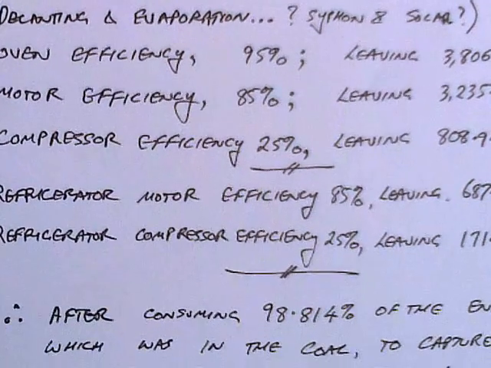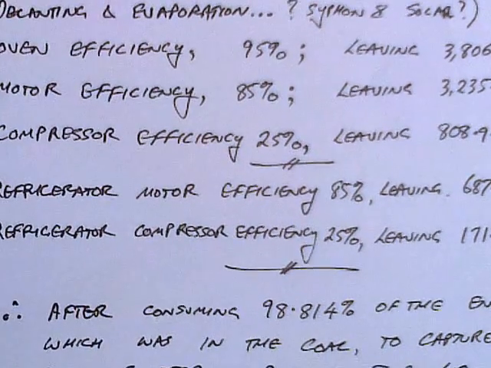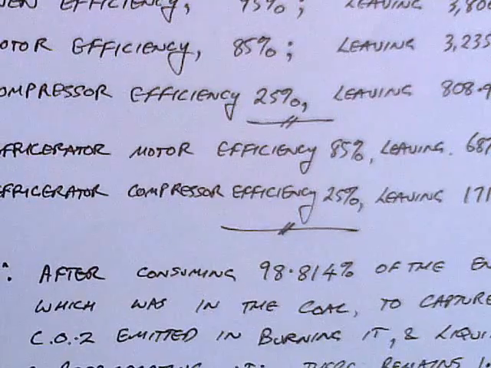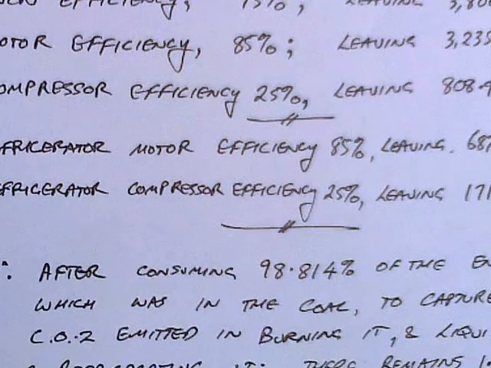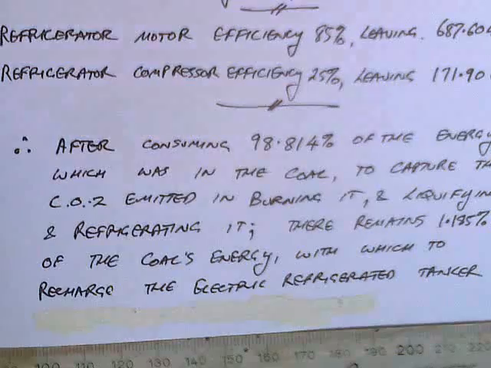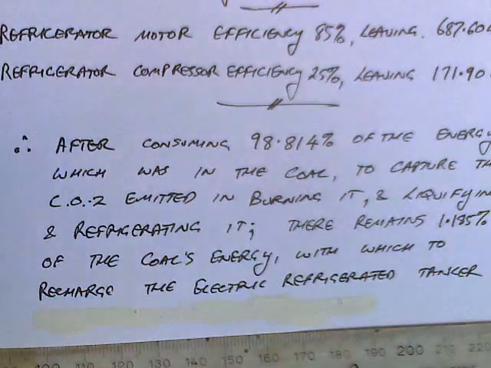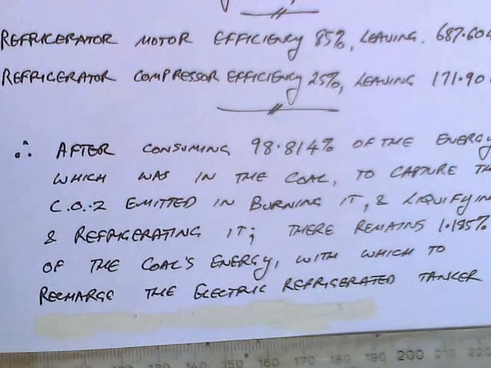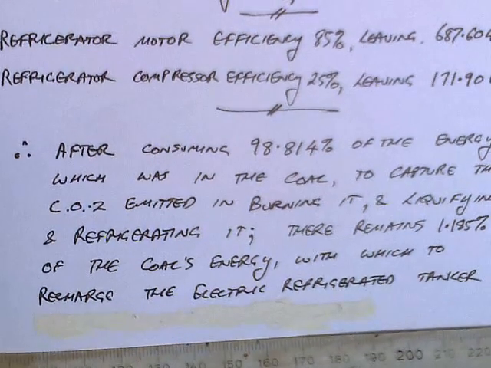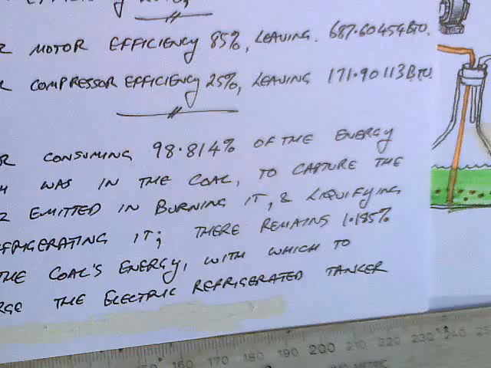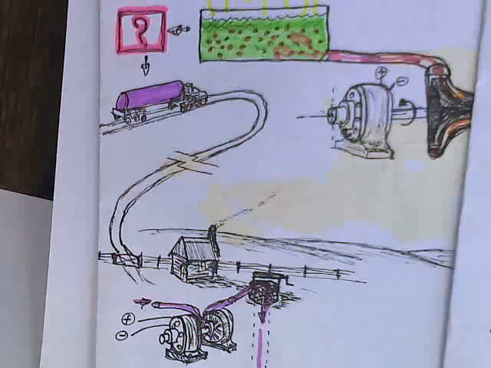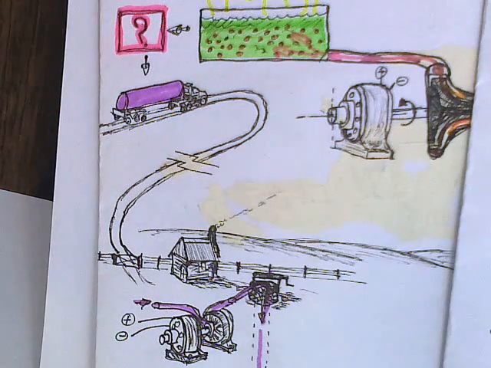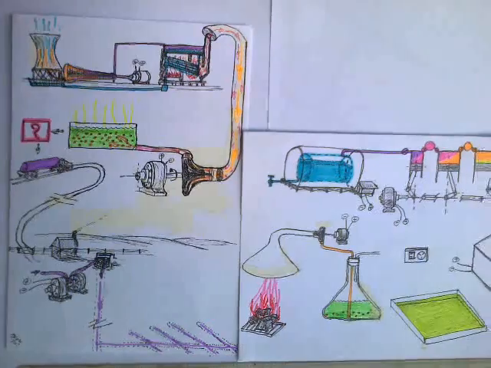Refrigerator motor efficiency 85% leaves you with 687.6. Refrigerator compressor efficiency 25% leaves you with 171.9. So you're going to use 98.814% of the energy in the coal just to turn the gas into a liquid. With 1.185% of the energy that was in the coal to run your electric powered refrigerated tanker truck, take it to the coal mine and put it back down underground. And I'm sorry, but I'm pretty sure that means impossible.